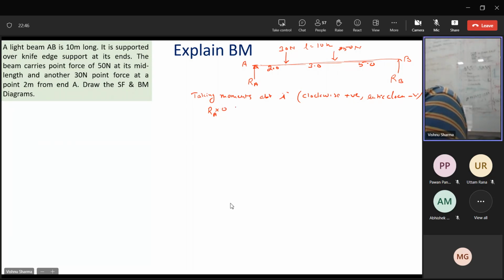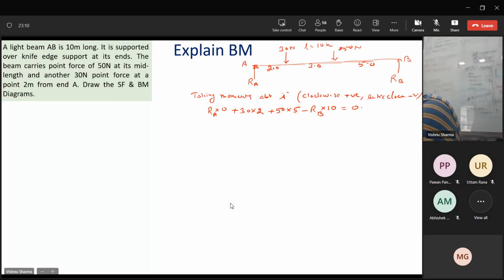30 is causing clockwise about A, so plus 30 into 2. I'm talking to myself, look, and I'm going to the diagram every time, guys. About A, 50 newtons is causing clockwise, so plus 50 into 5. RB is causing anti-clockwise, minus RB into 10. And this gives 0.